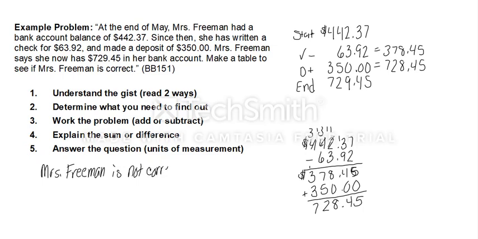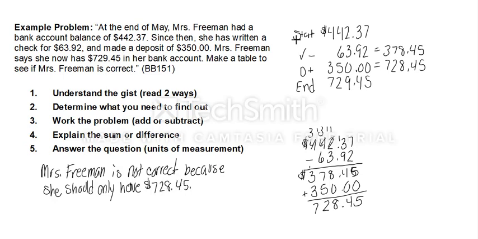If you want to be a student that goes above and beyond, you can go above and beyond and explain. However, Mrs. Freeman is not correct does answer the question, but I want to go above and beyond. Mrs. Freeman is not correct because she should only have $728.45. So there's my reasoning.